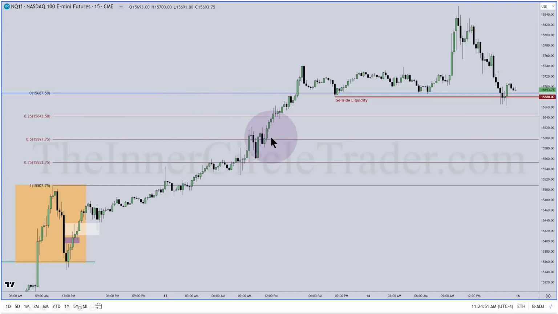Then we have consolidation. Where does consolidation form, ICT? At equilibrium, 50% level right here. That's where consolidation is forming. And then what happens? A stop hunt. Lower time frames, look in there, you'll see it. Rallies up. Another time here.